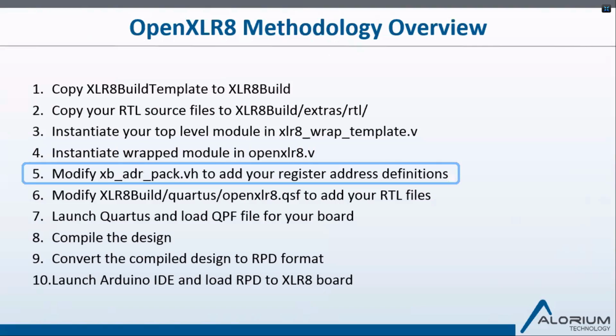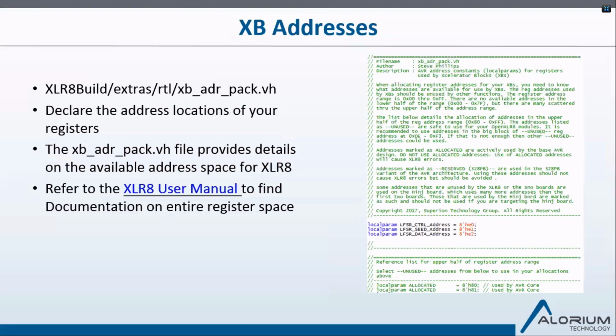Yep. Absolutely. So now we've got all of our source code modified and put together. Now we're going to modify our XB address pack file to specify those register addresses that we've been talking about. This address pack allows us to define values for some parameters that are used then in the logic. These 3 lines here, these names should look familiar. We just saw those in the code a minute ago. And now we're assigning values, in this case, E0, E1, and E2 as addresses for those registers.